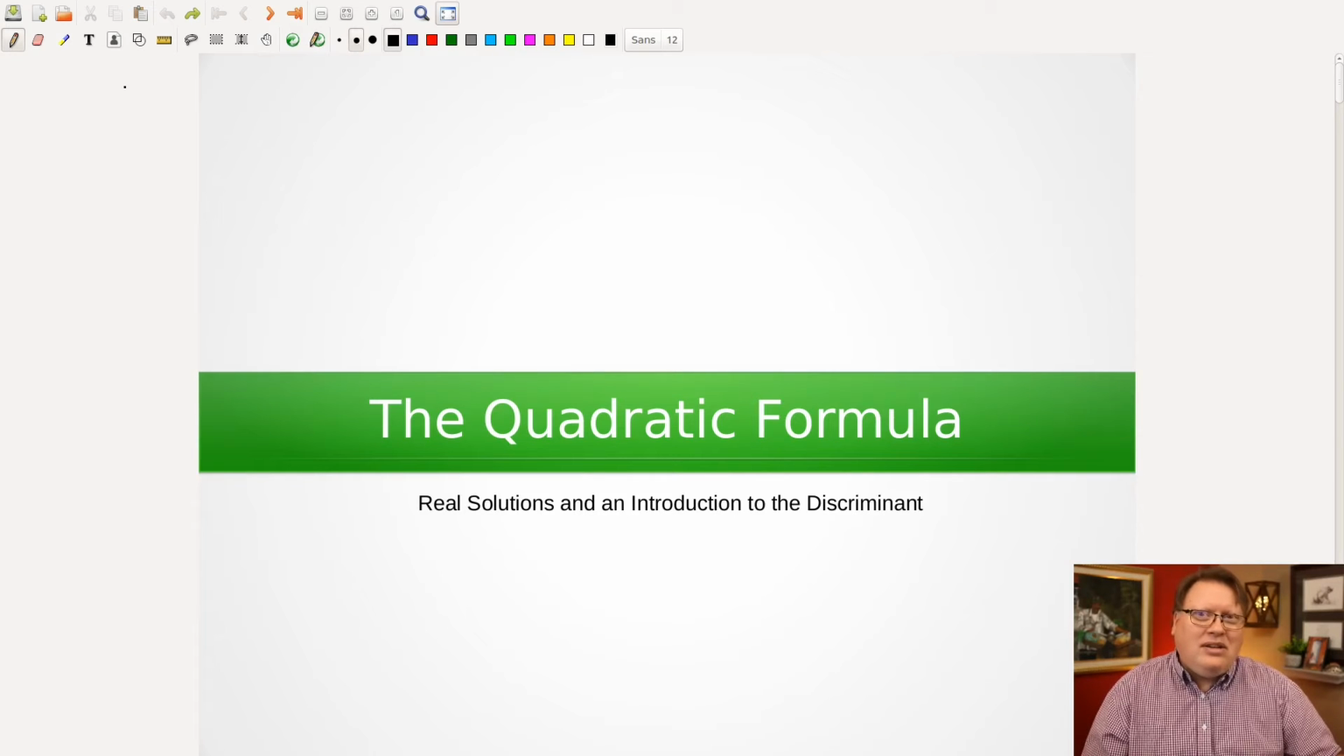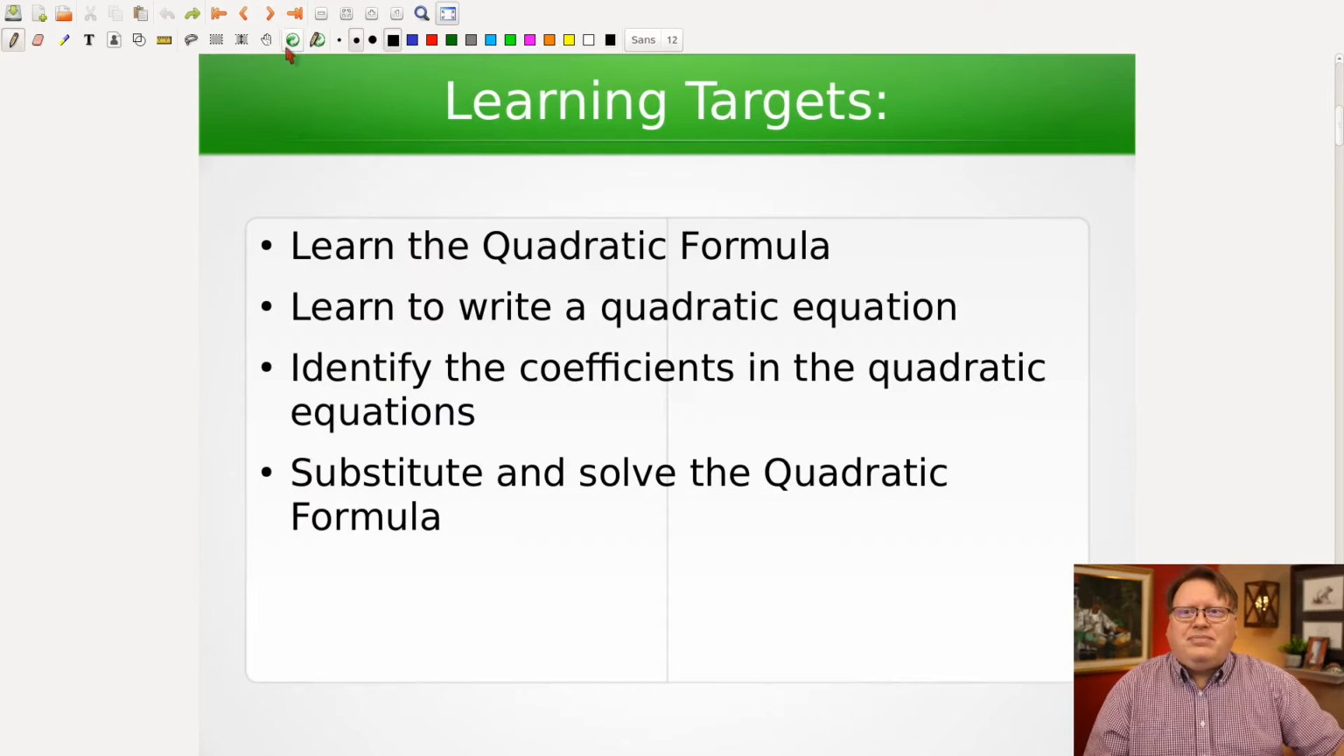There are many ways to solve the quadratic equation. However, the quadratic formula is just the end-all be-all. You can apply it to any quadratic equation and get a solution. There are certain requirements you have to be aware of, which we'll discuss. And we're specifically going to focus on real solutions, and I'll introduce the discriminant and its function a little later in the video.